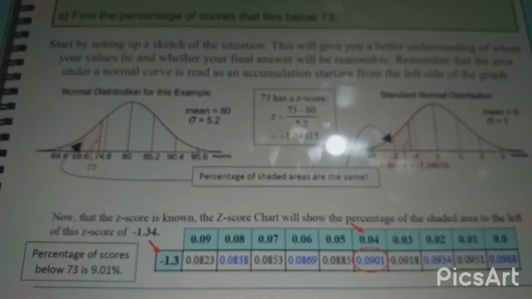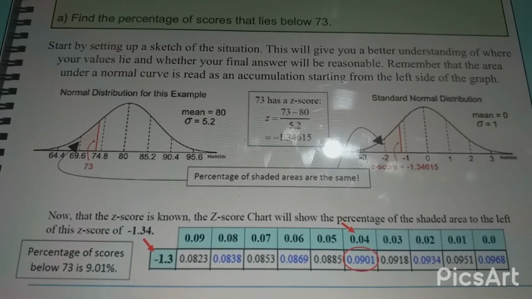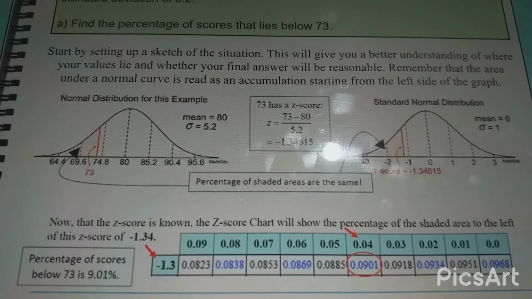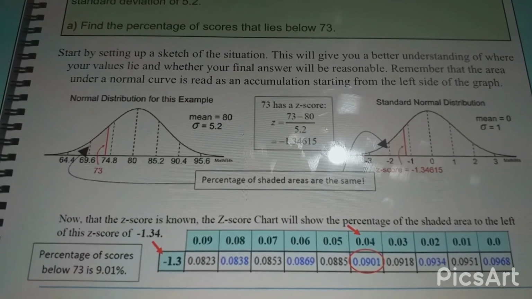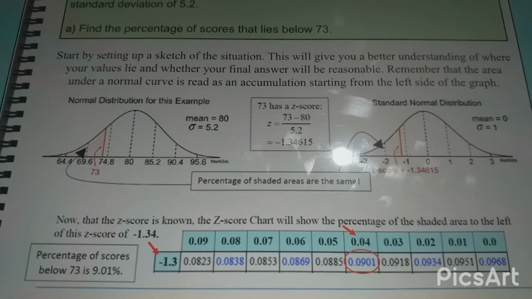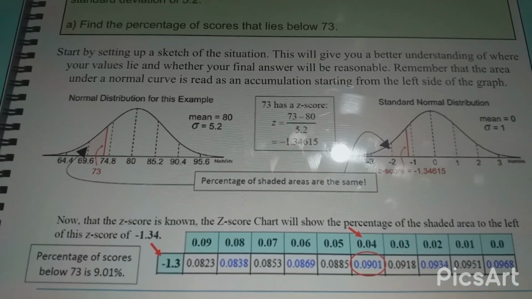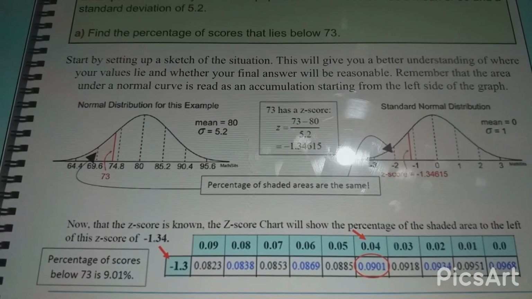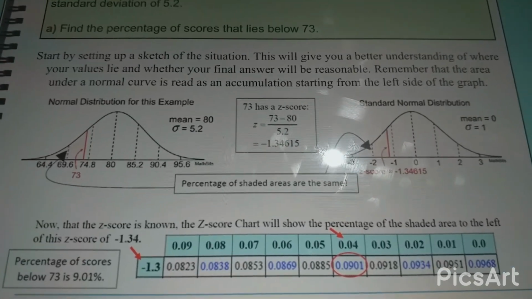Now that the z-score is known, the z-score chart will show the percentage of the shaded area to the left of this z-score of negative 1.34. The percentage of scores below 73 is 9.01%.